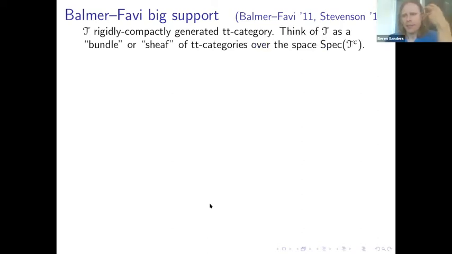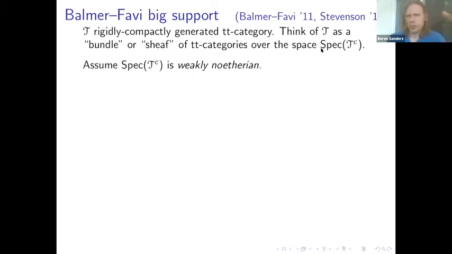We're going to take a kind of geometric perspective, the geometric perspective of tensor triangular geometry. We're going to think of this big tensor triangulated category T as sort of like a bundle or sheaf of tensor triangulated categories that lives over this space, the Balmer spectrum of its compact objects. That's the geometric perspective we're going to be having.